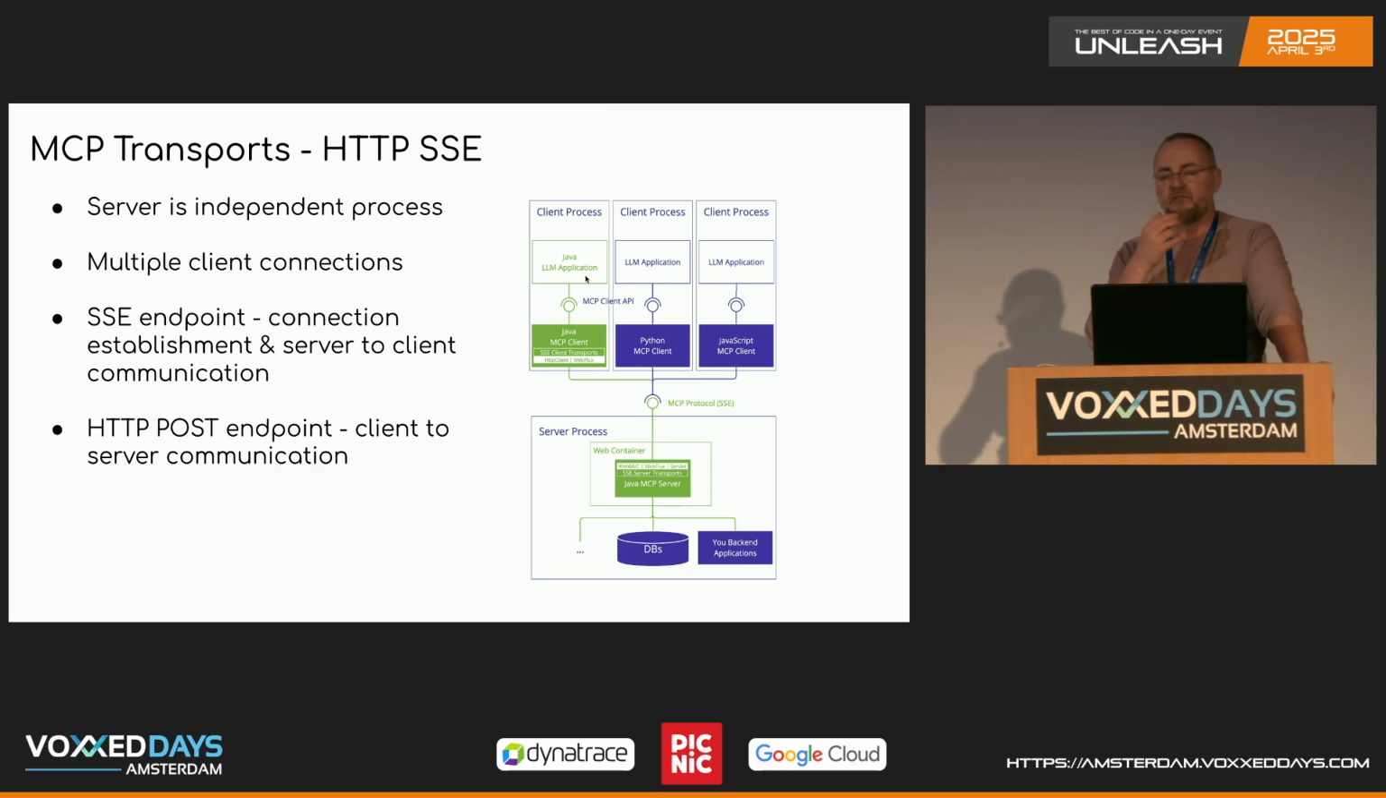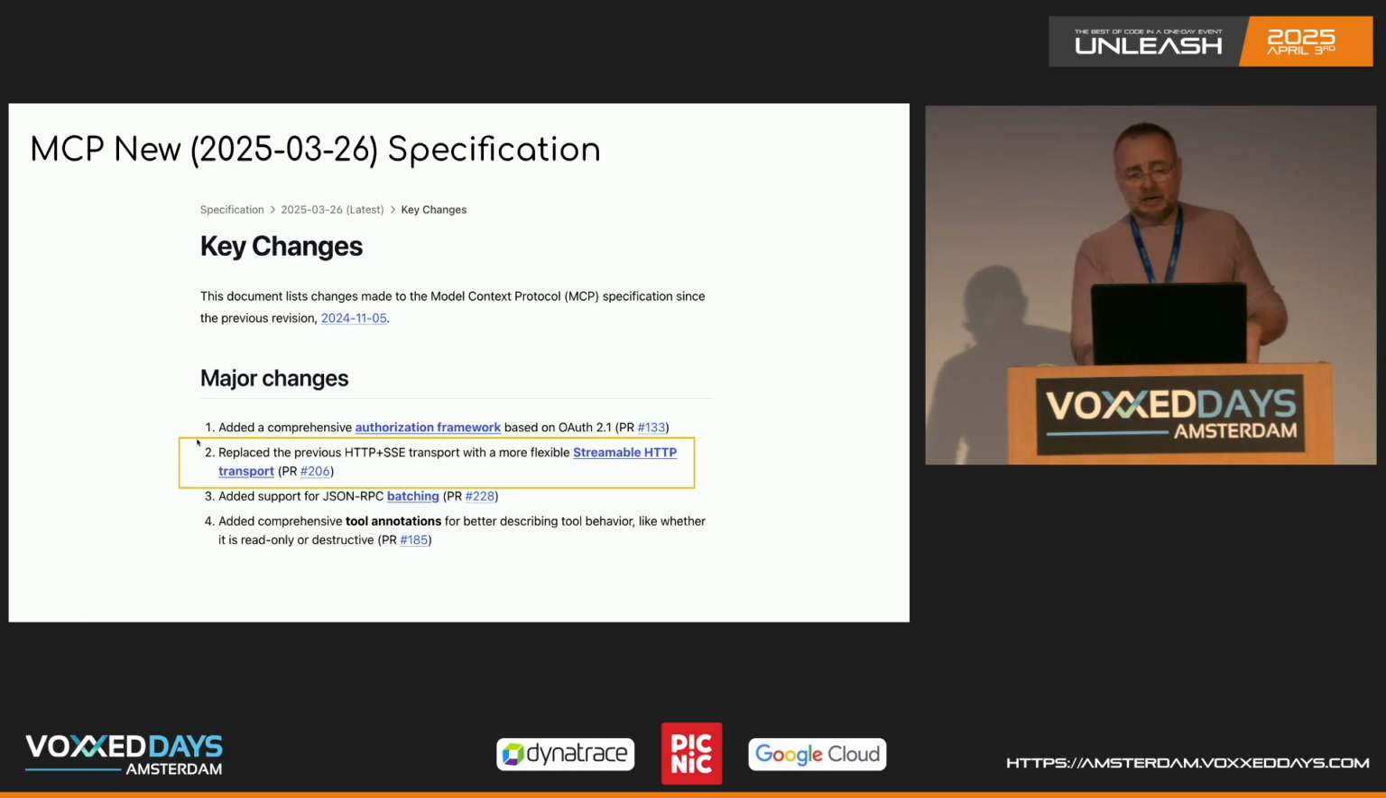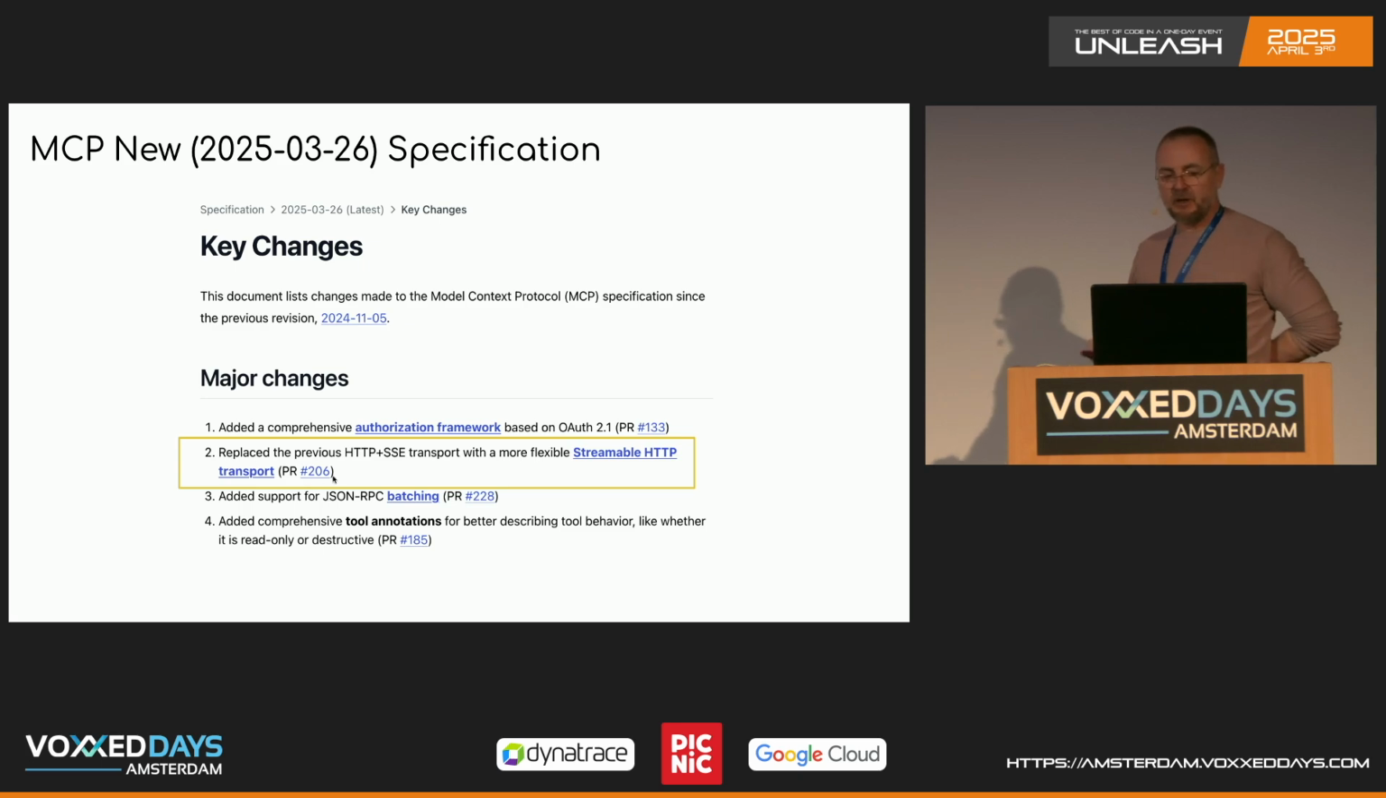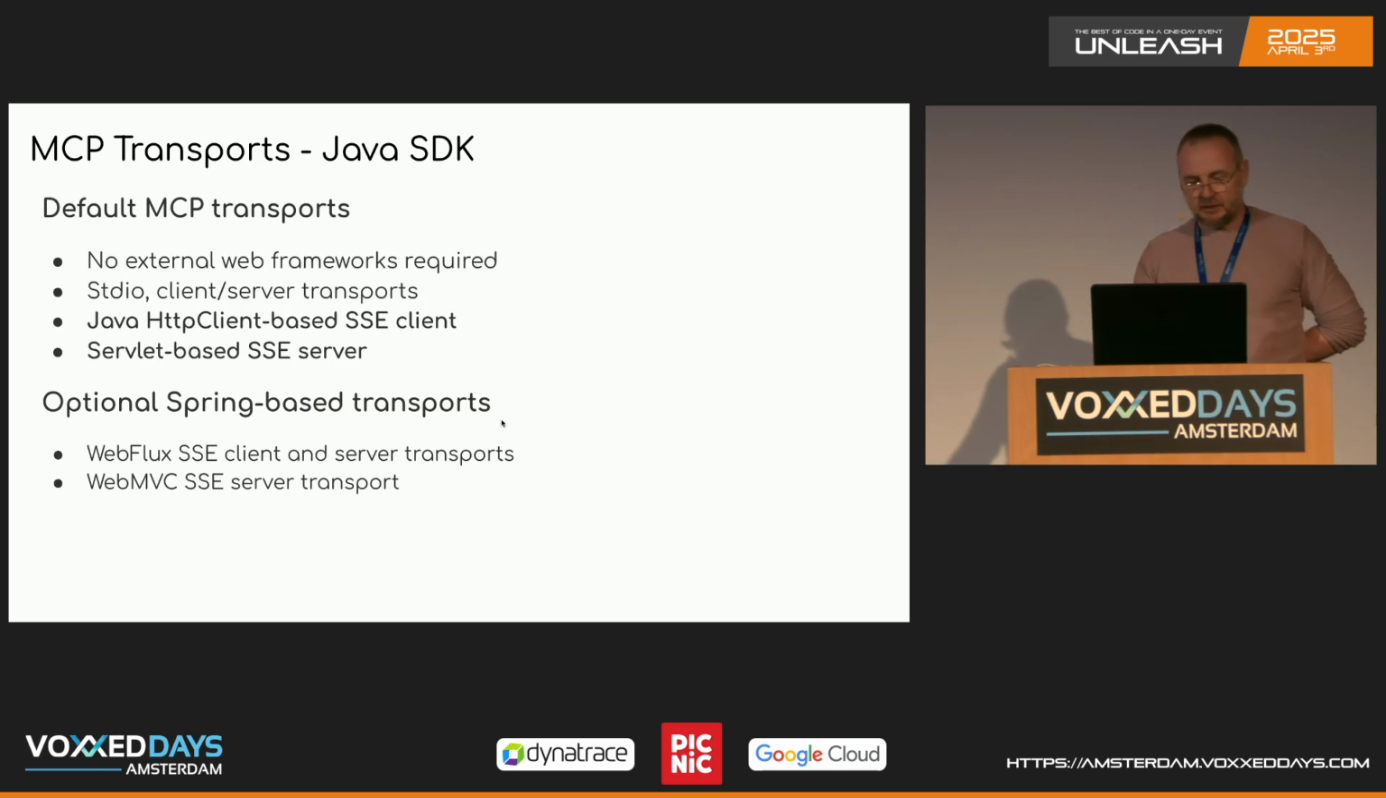You remember that you can have sampling and roots, and in reverse, the client can use HTTP POST to talk with the server. So this is the mechanics underneath. The new specification of the MCP protocol, which is very recent, you see 26th of March, actually comes with a new improved streamable HTTP. None of the SDKs have implemented it yet, but we're working towards having it. It has a lot of benefits and overcomes some of the complexity that HTTP SSE has. It also comes with authorization framework support built in, which is another interesting premise.